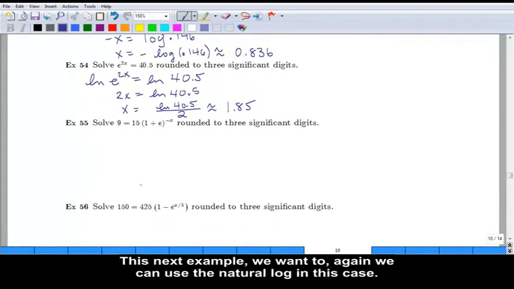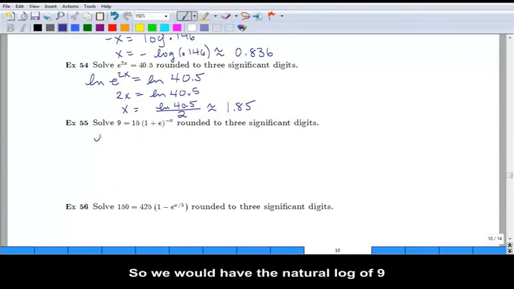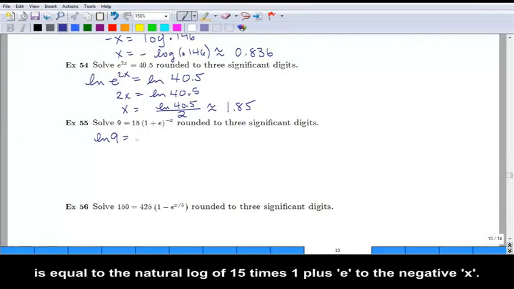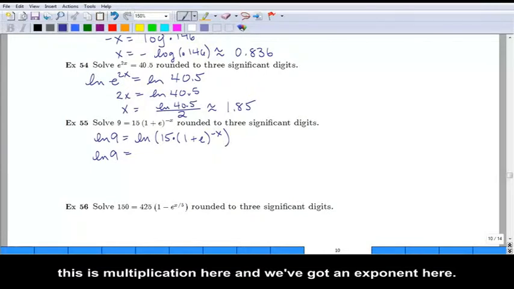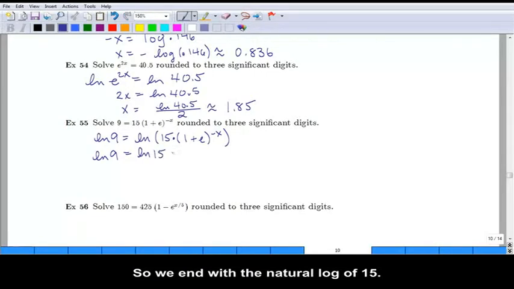This next example, we can use the natural log in this case. So we would have the natural log of 9 is equal to the natural log of 15 times 1 plus e to the negative x. Now we can use our properties of logarithms. This is why we went over them. We've got the natural log of 9 is equal to, well, this is multiplication here, and we've got an exponent here. So we end up with the natural log of 15, and we can bring that exponent down as well.